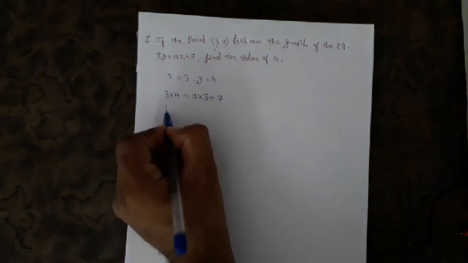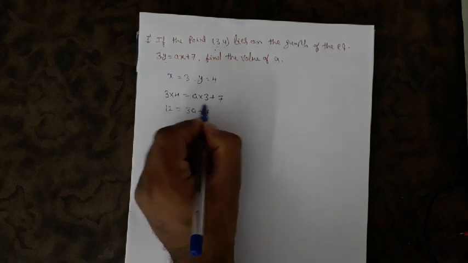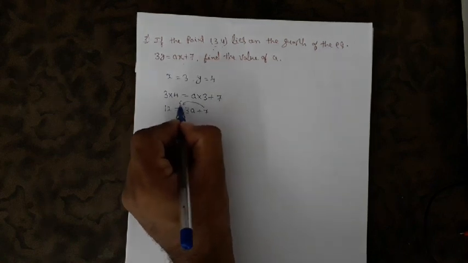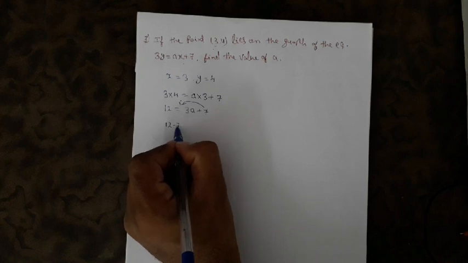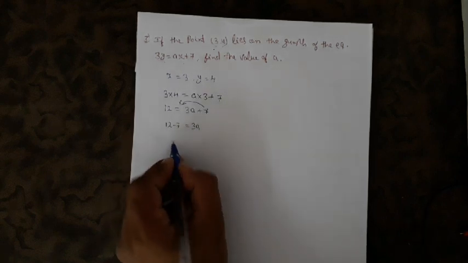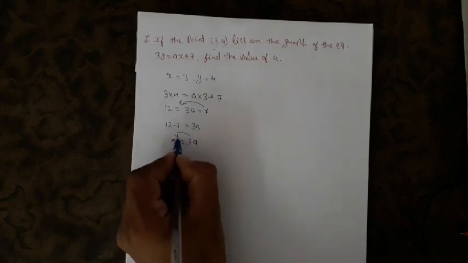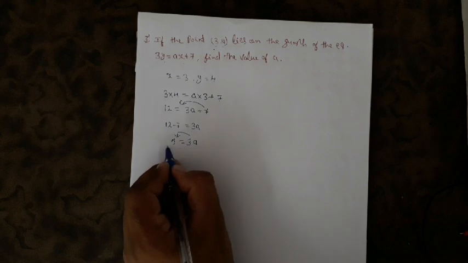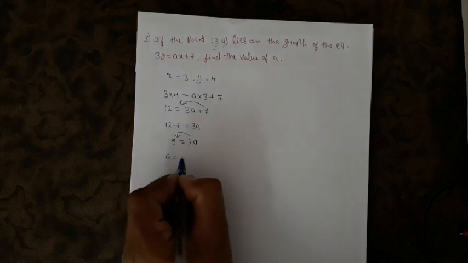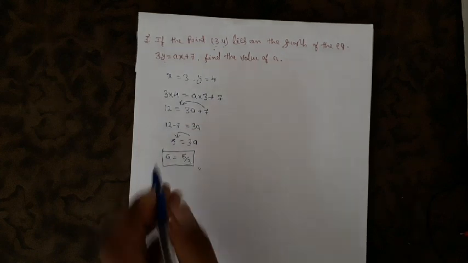3 times 4 becomes 12. Here we have 3a plus 7. For finding the value of a, first we need to shift this 7. So 12 minus 7 equals 3a. Finally we'll get 12 minus 7, 5, equals 3a. For finding the value of a, we need to shift 3. So 3 will divide the 5, and a will finally be 5 by 3. So this is the value of a.